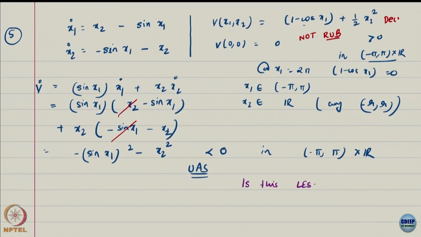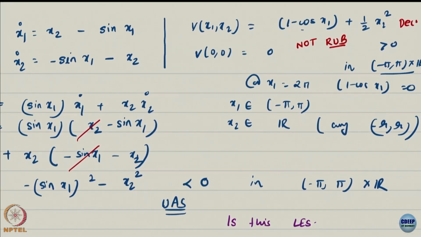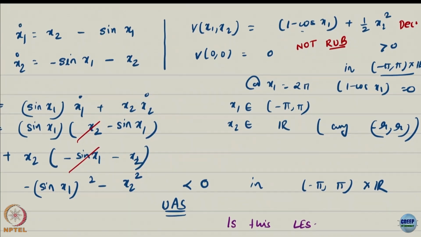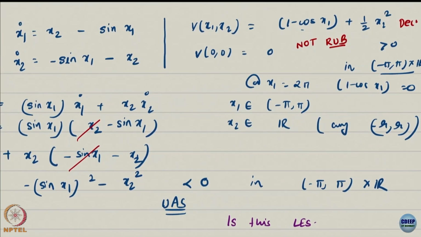Anybody recognize what this is? Anybody? What is this? For the pendulum system, what do you think this is? This function 1 minus cosine x1 plus half x2 square. Energy. Exactly. Just think pendulum.